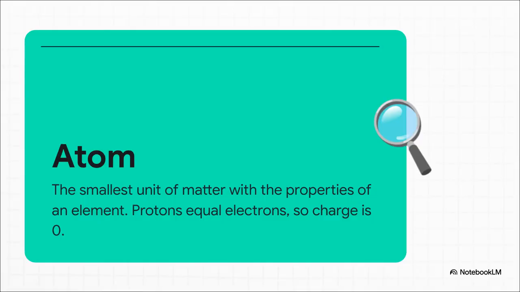Okay, so what is an atom, officially? It's the smallest piece of something you can have that still acts like that thing. And here's the absolute key. In its natural state, an atom is neutral. That means its positive and negative charges are perfectly balanced, canceling each other out. This stability is what makes it the perfect building block for, well, everything.